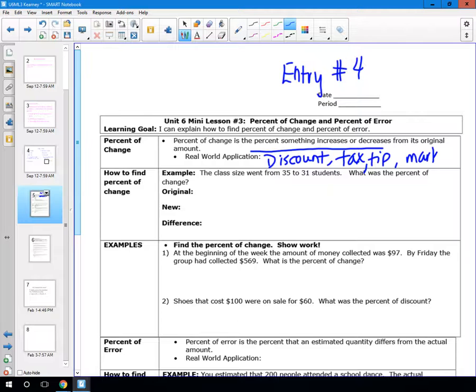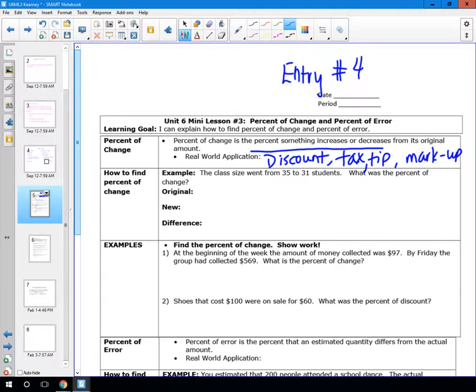And one more would be markup. Miss Kearney used to work in a jewelry store. When we would get jewelry in, it would seem like they were the best prices. But unfortunately, we couldn't sell them to our customers at that price. We had to take the price and mark it up. That way we could make some money. So that would also be a percent of change. We were making a percent of increase on that money.